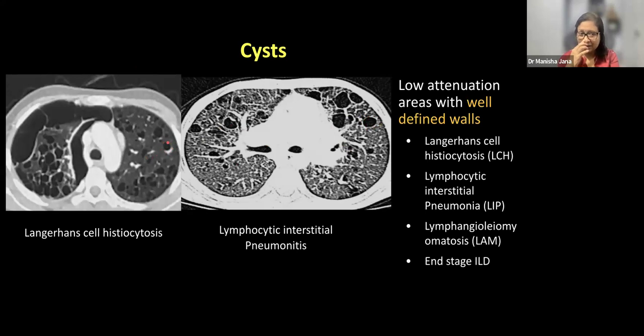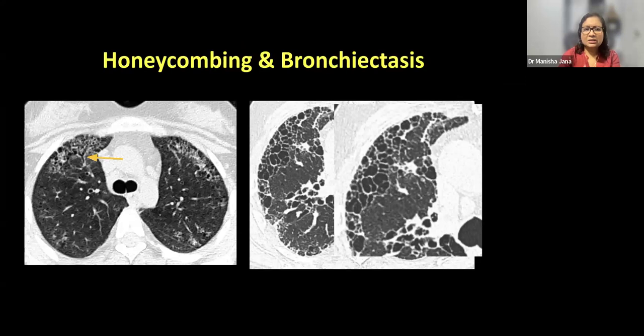So that is cyst. And the causes of cysts in children can be post-infective, it can be end stage of ILD, but there can be other cystic causes of ILD like LCH, lymphangioleiomyomatosis, and LIP. Now, when the cysts are layered, multiple layers of cysts stacked one on top of the other, we can see one layer, two layers. So they are stacked on one another and they have shared walls. This is known as honeycombing.